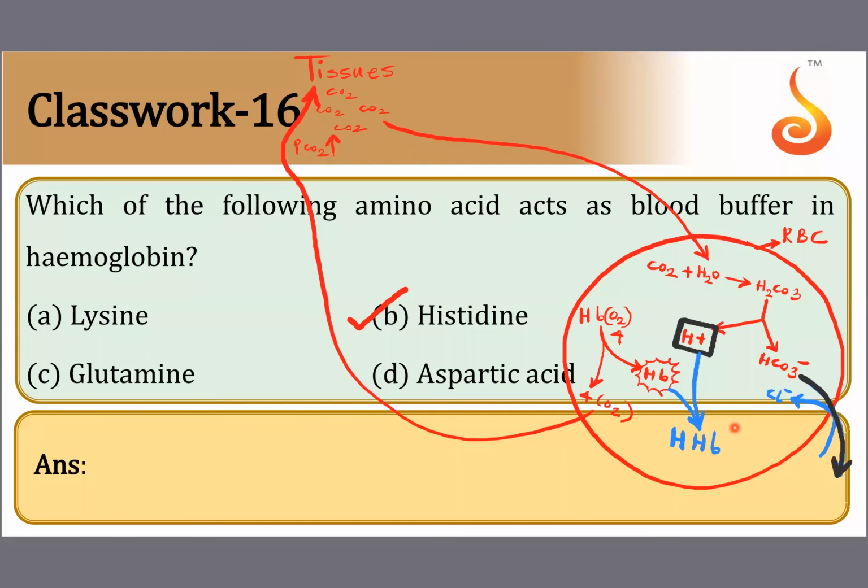And where exactly does H plus go and bind in hemoglobin? H plus actually interacts with a specific amino acid residue in the globin chain of hemoglobin. That specific amino acid residue is histidine. Okay.